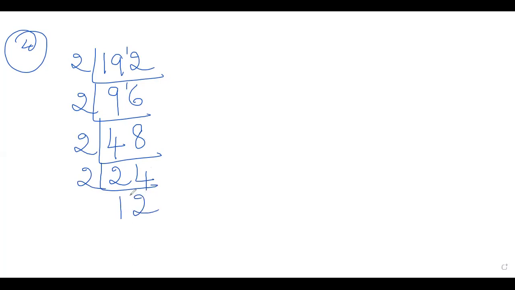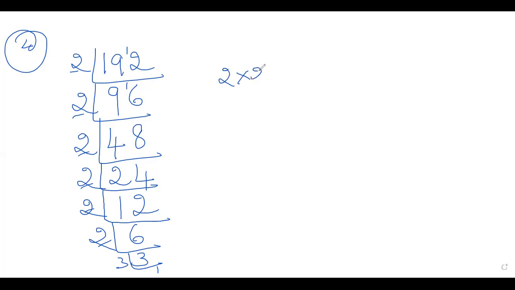See how I am writing the number here. Next, put the line and write the number. 2 6s are 12. Again by 2, 2 threes are 6. Again by 3. How many twos are there? 1, 2, 3, 4, 5, 6.